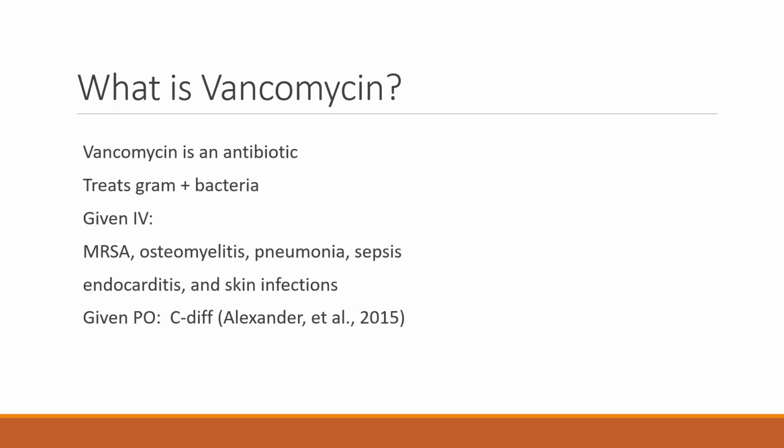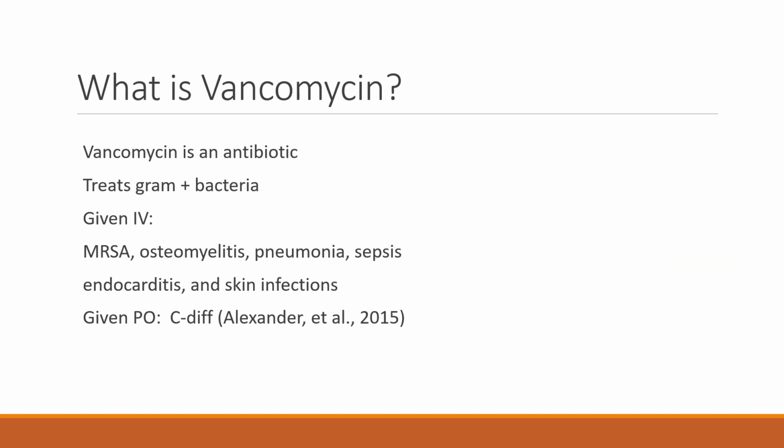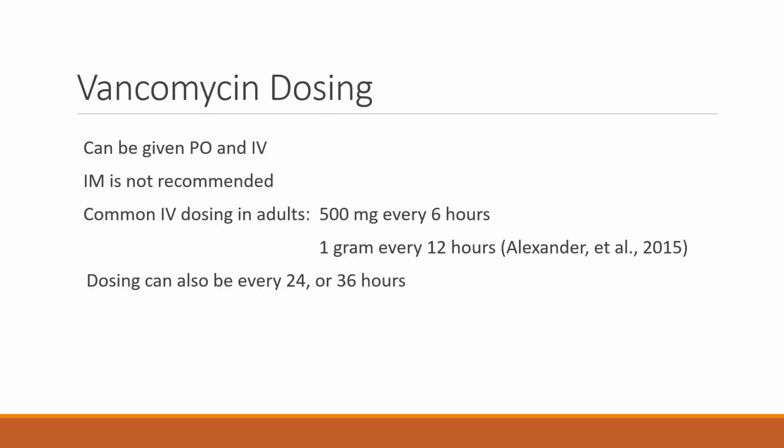So what is vancomycin? Well, it's an antibiotic. It's generally used to treat gram-positive bacteria, and it can be given both IV and PO. When we give it IV, we're looking to treat MRSA, osteomyelitis, sometimes those patients are 6 to 8 weeks out of therapy, pneumonia, sepsis, endocarditis, and some skin infections. And if it's given PO, generally it's to treat C. diff.